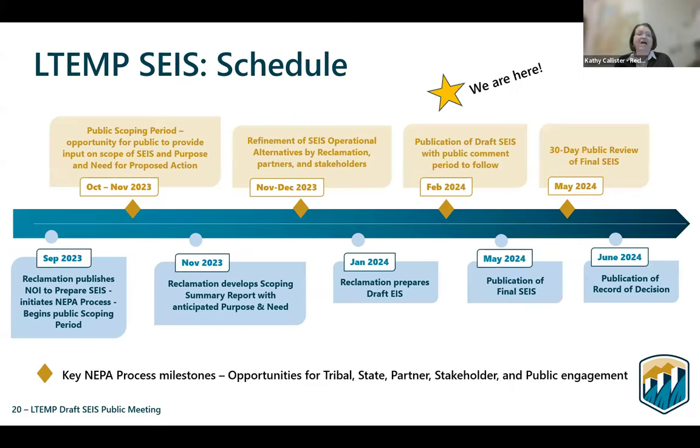All right, our schedule. As you can see, we're moving farther to the right as we go along. If you see the star at the top, we're at the bubble that says publication of draft SEIS with public comment period to follow. So our public comment period is going to run through March 25th, 45 days. And at that point, we will start working on the final SEIS and looking at all the comments we received. All the comments we receive will be taken, and we will produce a summary report of the comments that we will make available, and it'll also be addressed and included in the final SEIS.